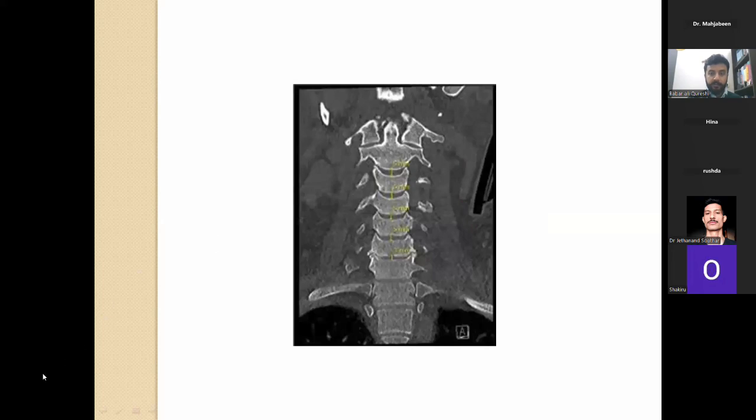Going to the coronal cut, again we can appreciate here, it is the C2, and this is the odontoid process. This is the C1, which does not have any vertebral body. On either side, we can see the arches. This is the C2, and then we can start counting C3, C4, C5, C6, C7, and this is the T1 from where the first rib is starting.